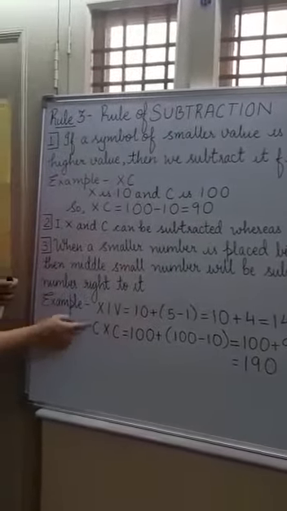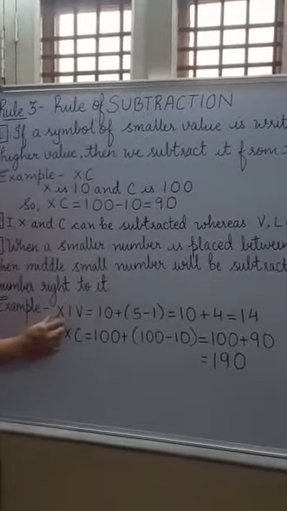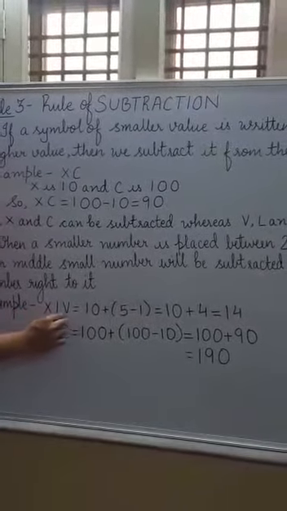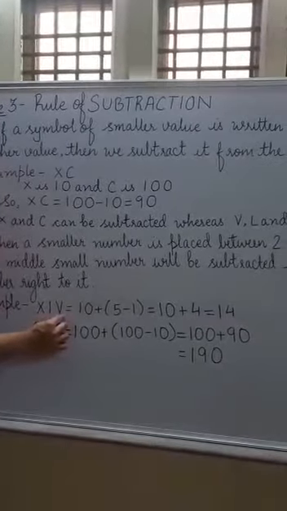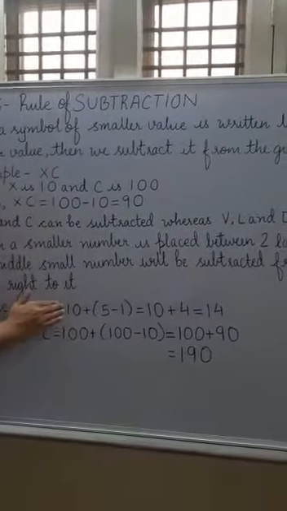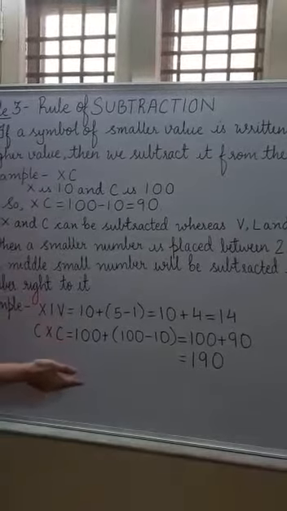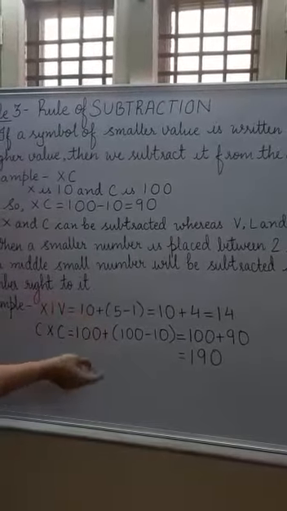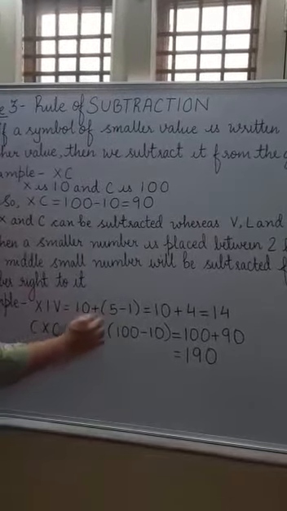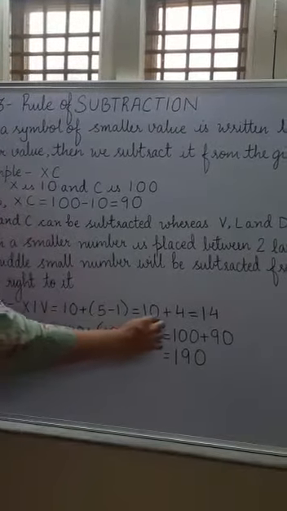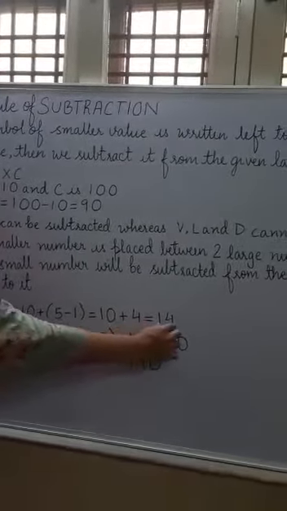See this example, XIV. X is bigger, V is bigger, but in the middle I is smaller. So it is going to be subtracted from V because V is to its right, and the rule also says that it will be subtracted from the number which is given to the right. So X has the value of 10, V has the value of 5, I has the value of 1. So the answer will be 10 plus 4, which equals 14.